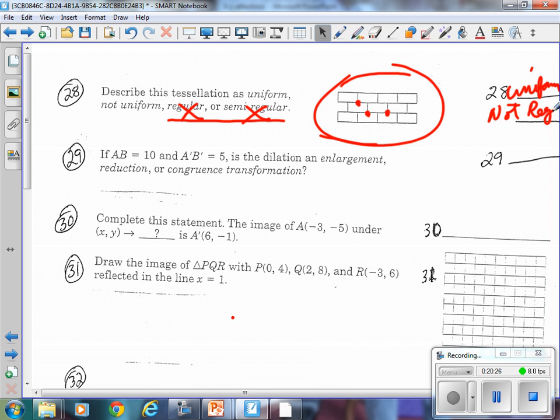If segment AB is 10, segment A prime B prime is 5. Well, if we go from here to there, this is our pre-image, this is our image, then it got smaller, so we know that it is a reduction.